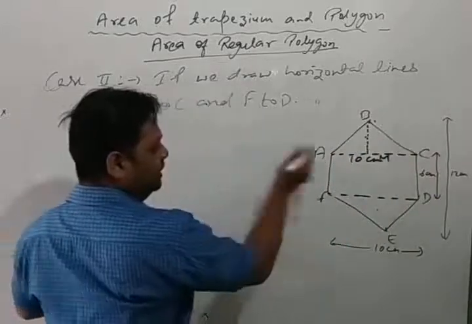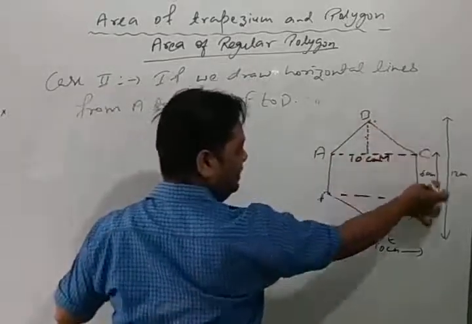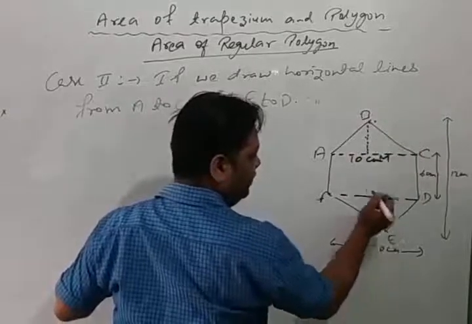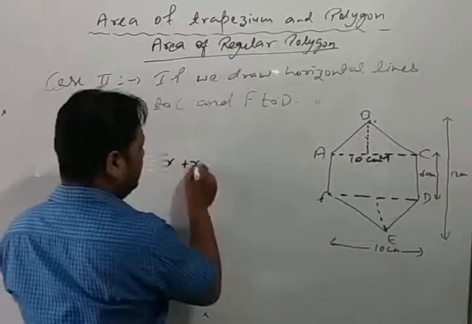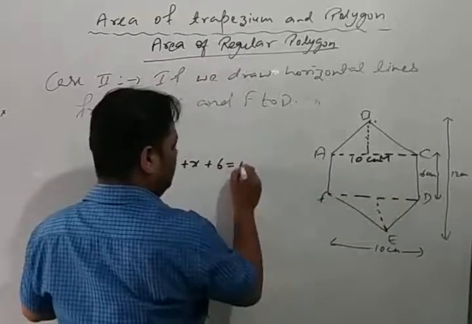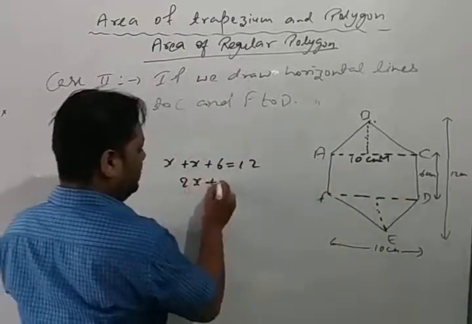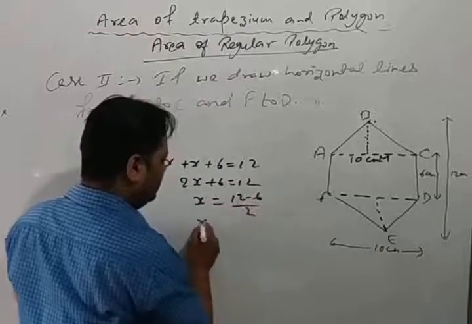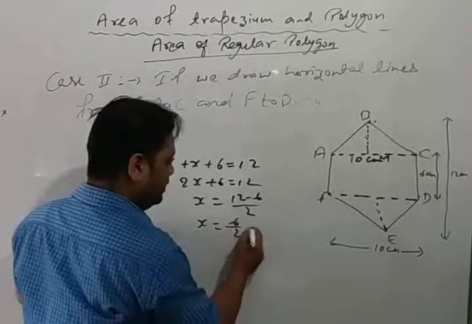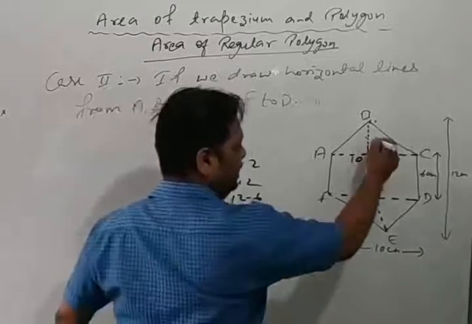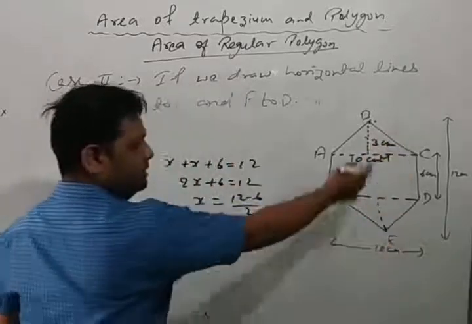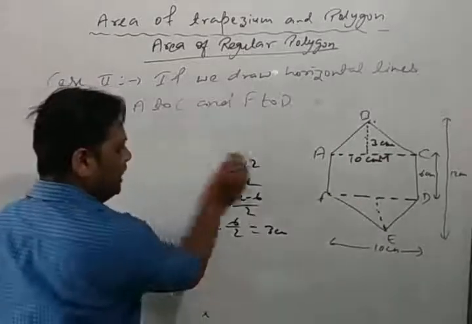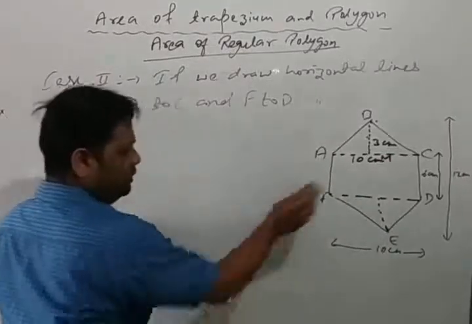If you write the distance between this one and this one as X, and this will also be X, then X plus 6 plus X equals 12, so 2X plus 6 equals 12, then X equals (12 minus 6) by 2. It means you will get 3 centimeter. Then the height will be 3 centimeter. This one also and this one also. So we have to find only one triangle, then we will multiply by 2 to find the area of these.